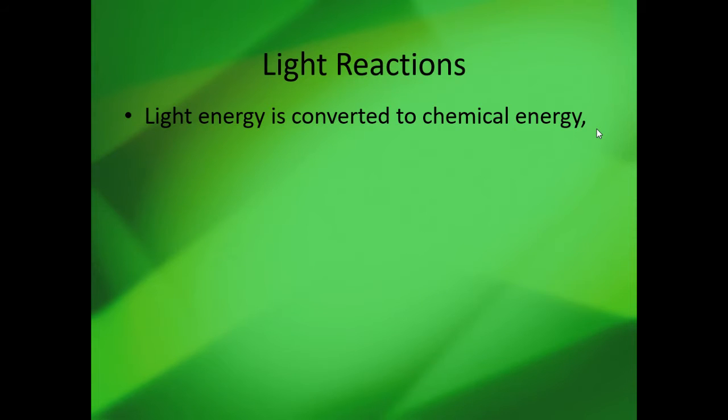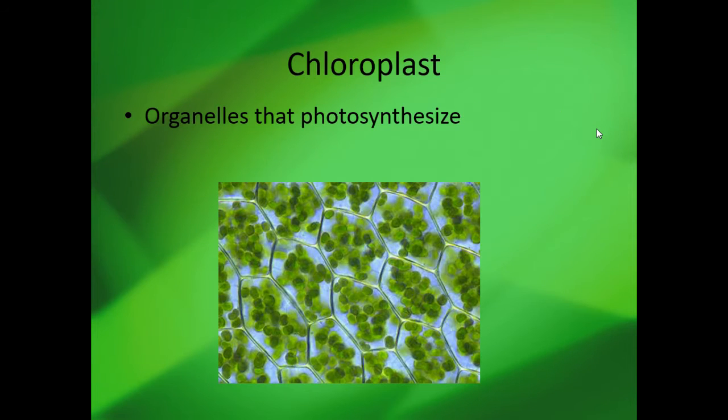Light reactions. So there's a couple parts to photosynthesis. The light reactions are the first part, and this is where light energy is converted into chemical energy. This all happens within the chloroplast, and these are organelles that are only located in plants, and they photosynthesize. So all those green circles you see in there, those are chloroplasts.